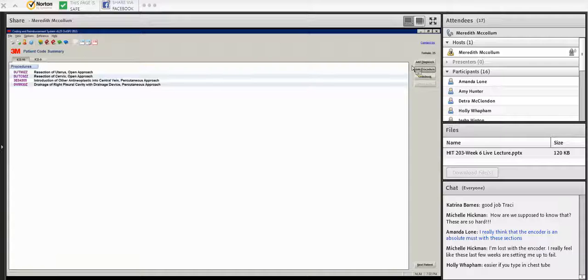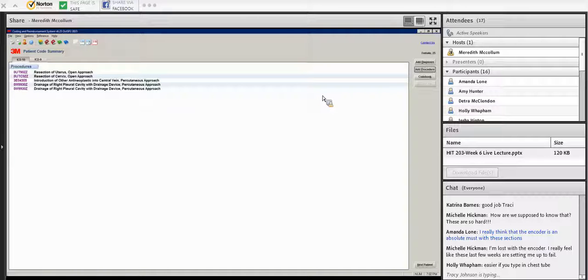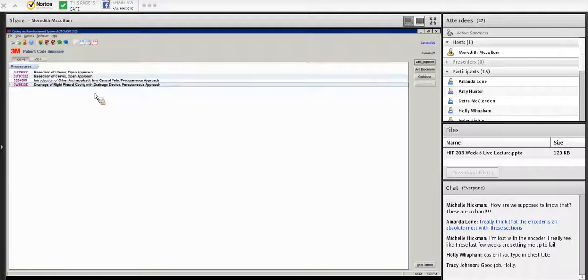I'm sure it is easier if you just type in chest tube. Let's do it that way. Chest tube placement. There you go. Drainage. Yep. There you go. I consider that an open approach, but I guess I can see the percutaneous. Okay. So let's go to the next one.